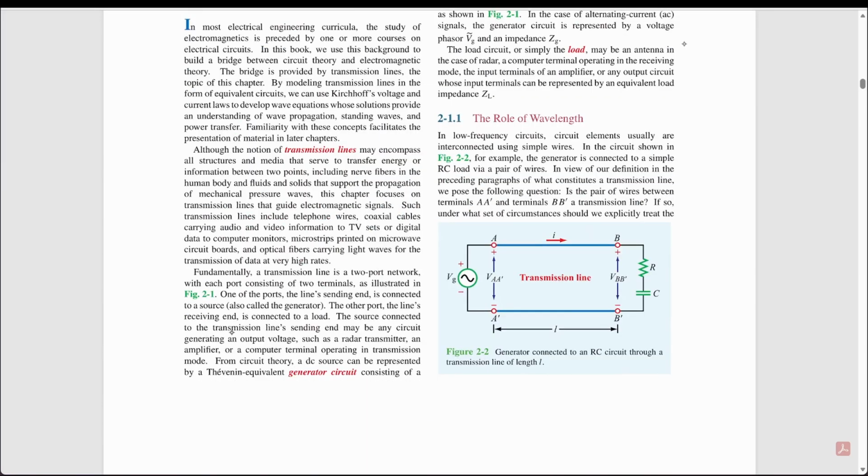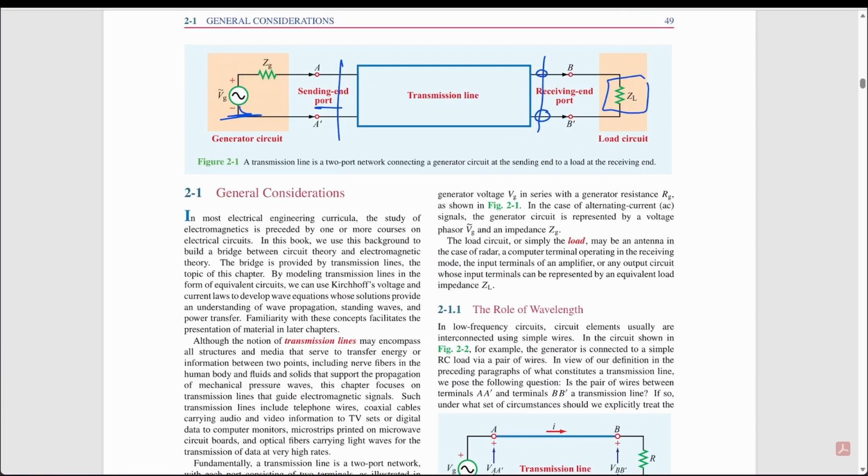The source connected to the transmission line's sending end may be any circuit generating an output voltage, such as a radar transmitter, an amplifier, or a computer terminal operating in transmission mode. From circuit theory, a DC source can be represented by a Thevenin equivalent generator circuit consisting of a generated voltage Vg in series with a generator resistance Rg, as shown in figure 2.1. So here if we have DC, we could have a very large circuit that has different things, but we can model it as a Thevenin equivalent in just a source and a resistance.